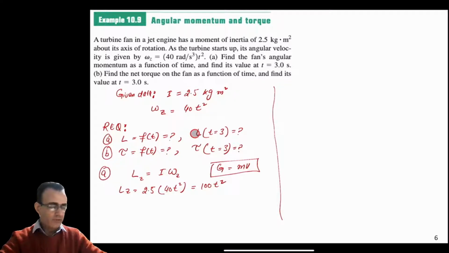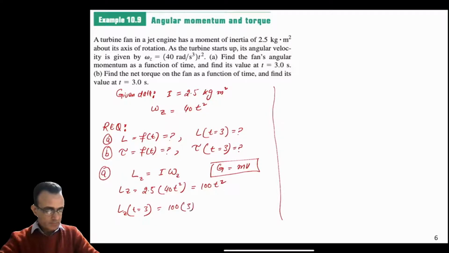Now we need to calculate L when t is equal to 3. You will just put 3 squared, and this will become 900, and the unit of this L will be kilogram meter squared per second.